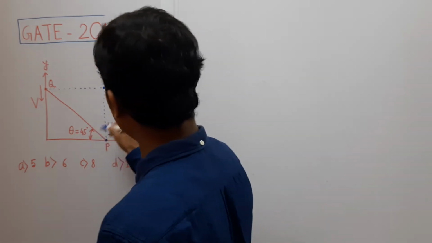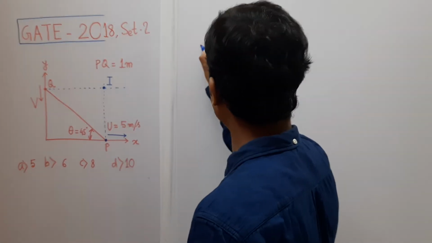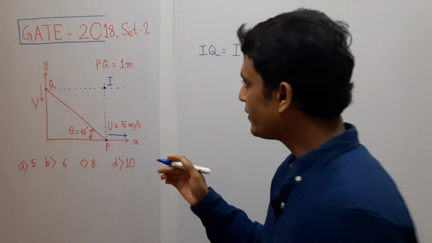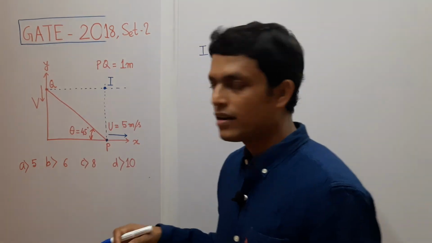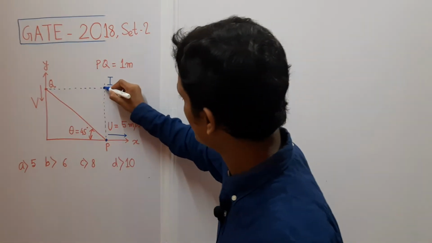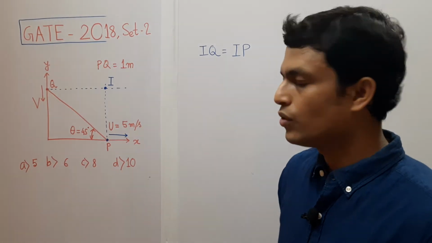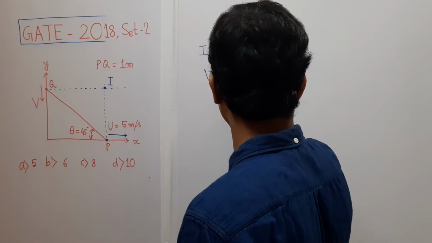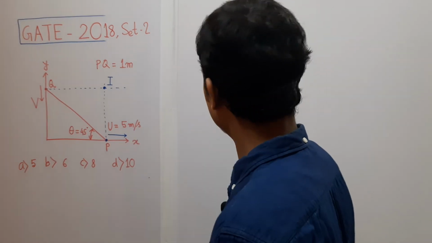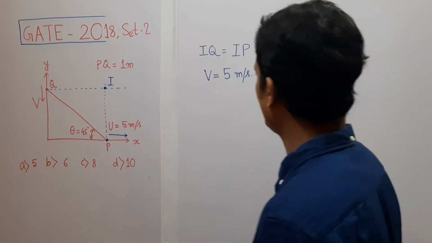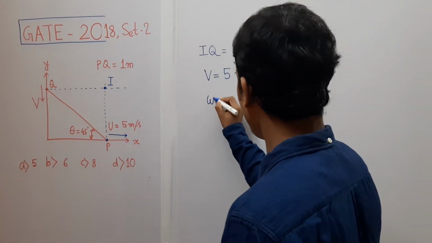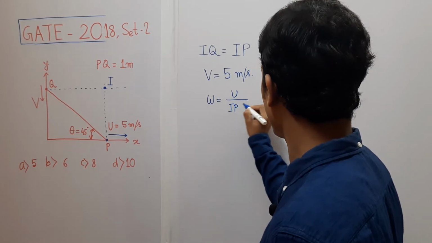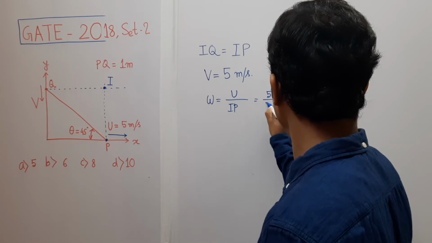Now if this angle is 45 degrees, then from the geometry IQ will equal IP. As the two points P and Q are at the same distance from the instantaneous center of velocity, they will have the same velocity. So v will also be 5 meter per second, as u is 5 meter per second. Why? If we find omega, then omega will be u by IP, that is 5 by IP.